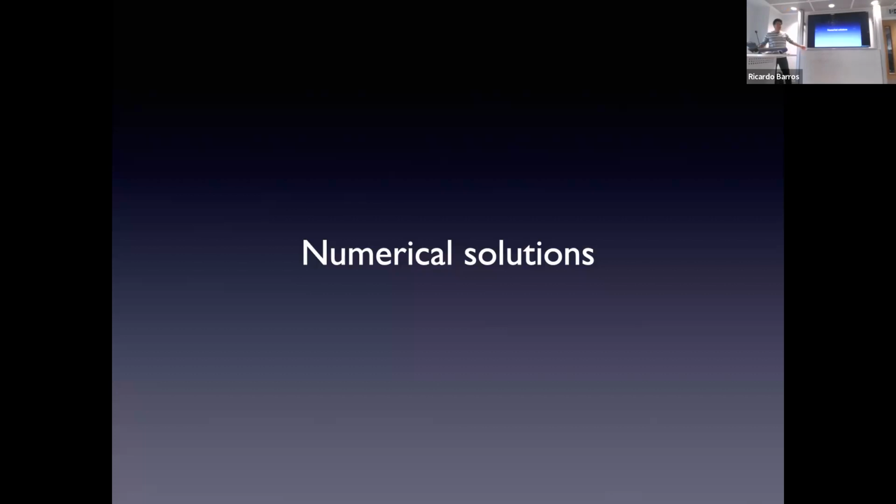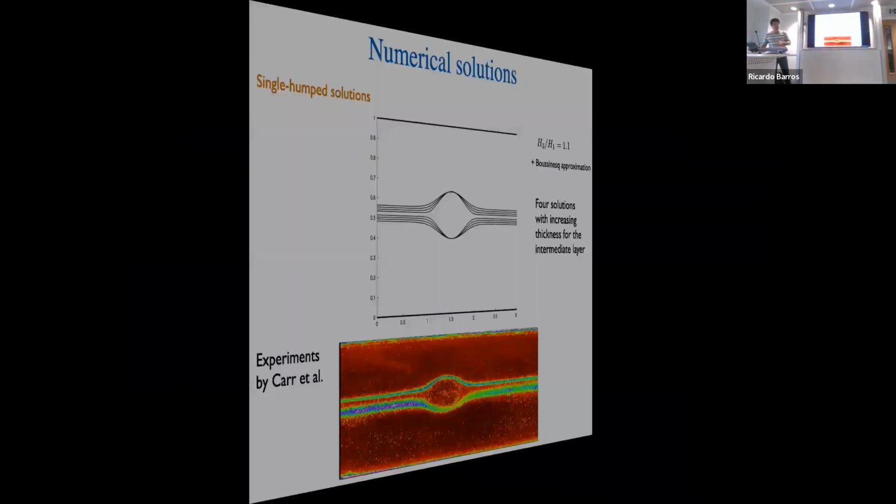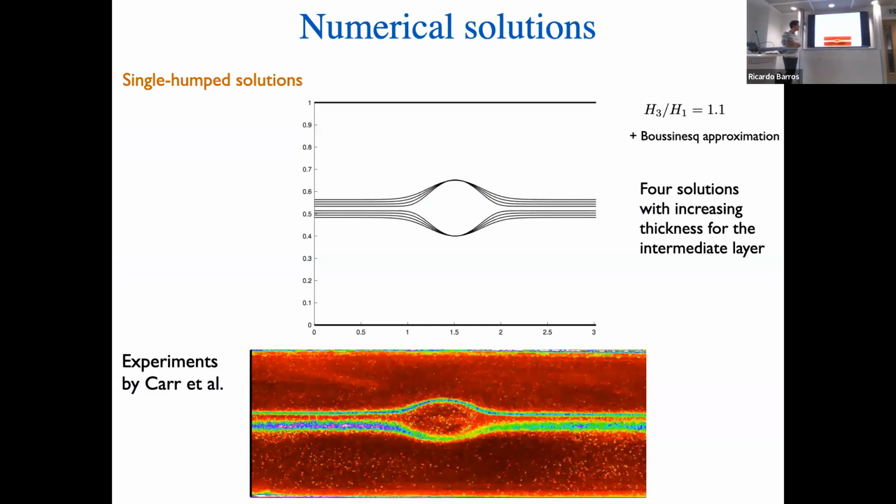Now, this is a very weird limit, right? This is collapsing the intermediate layer completely. Do these solutions actually exist when you have a finite thickness? Although it's thin, it's finite. So this is the thing that we were able to do.